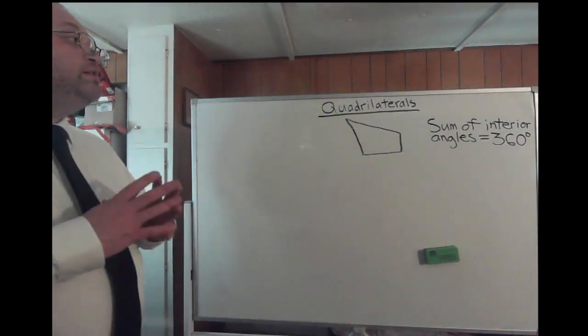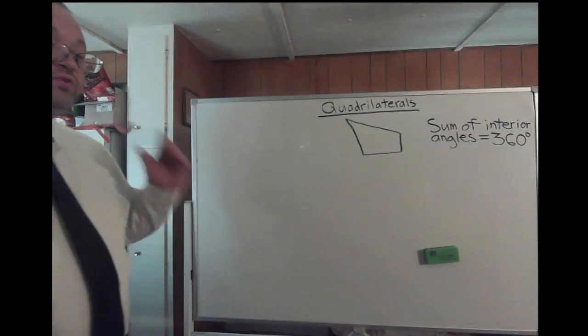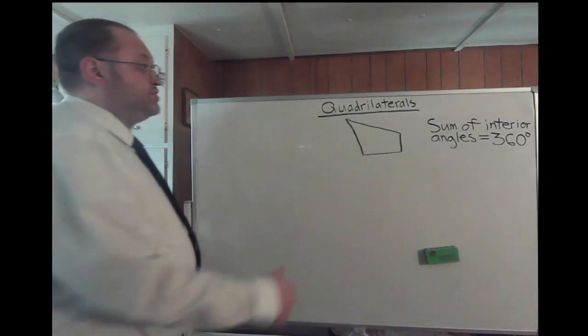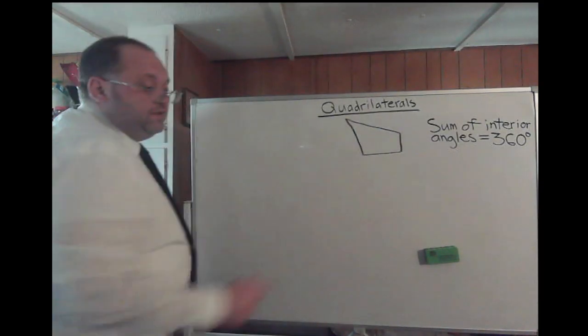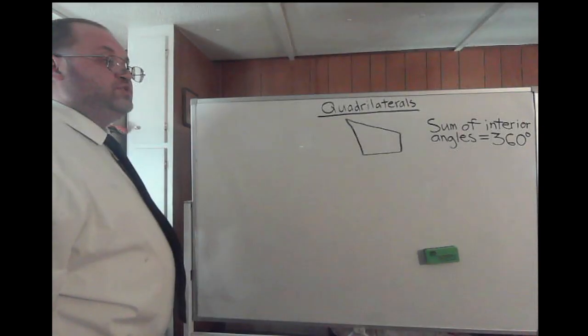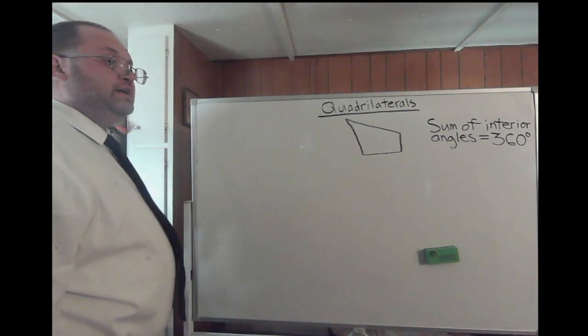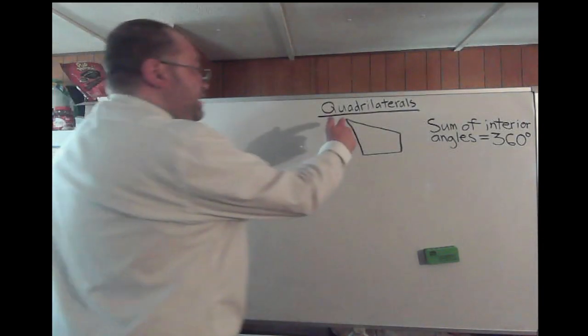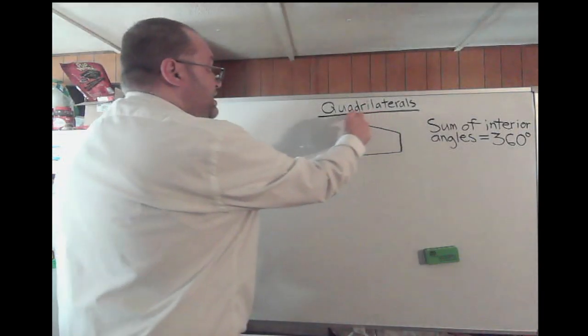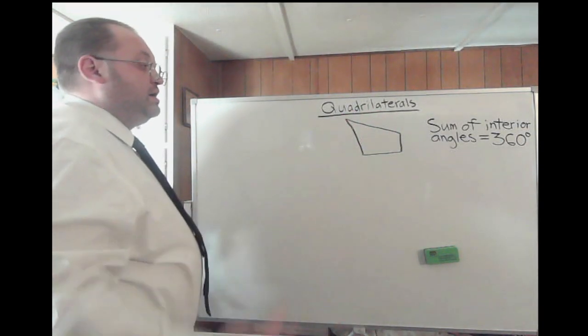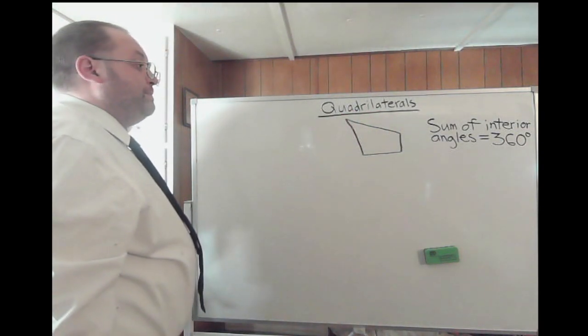So today we are going to talk about quadrilaterals. Quadrilaterals are nothing more than four-sided figures. I know we've dealt largely with triangles lately, but today we're talking about quadrilaterals. Lateral meaning side, quadra meaning four. That's how you can think of it.